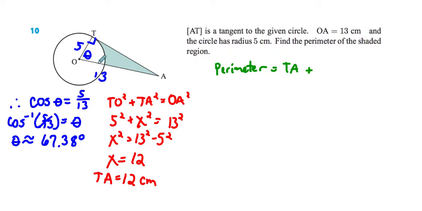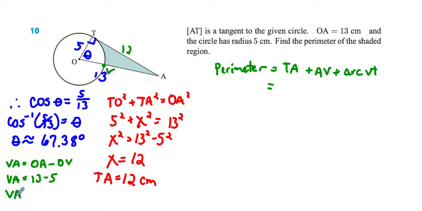Well, the perimeter is going to be the length of TA plus the length of VA plus the length of the arc TV. So TA I found using Pythagoras' theorem, which is 12. VA I can easily find by taking the full length of this line segment and subtracting the radius of 5. So it gives me an 8. So line segment TA is 12, AV is 8.